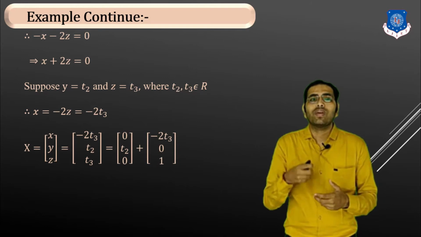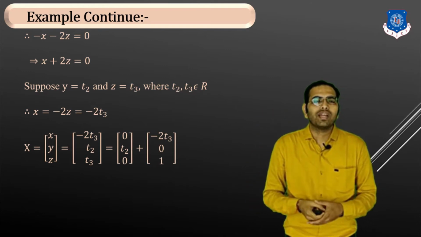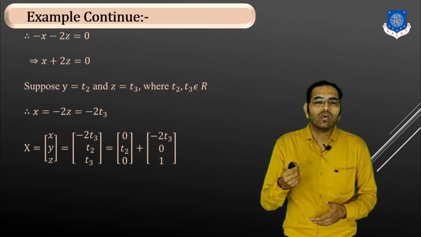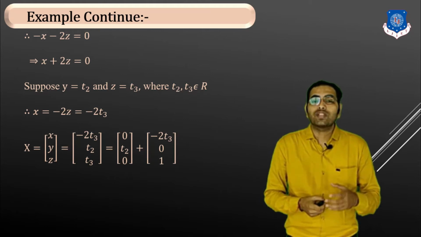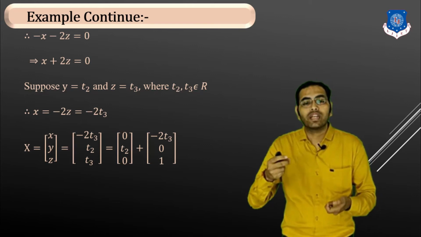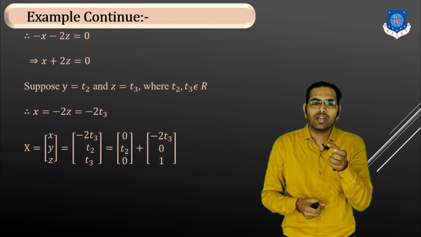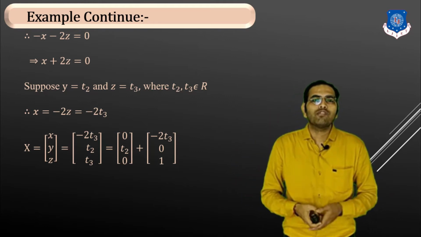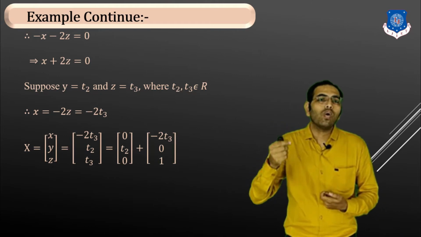Now substituting these values of x, y, z in our column vector, then capital X equal to x, y, z is equal to minus 2t3, t2, t3. Now take out t2, meaning whatever term is multiplied with t2 and whatever term is multiplied with t3, we separate. That means in the first column we write in terms of t2, in the second column in terms of t3. That will give you 0, t2, 0 plus minus 2t3, 0, 1.